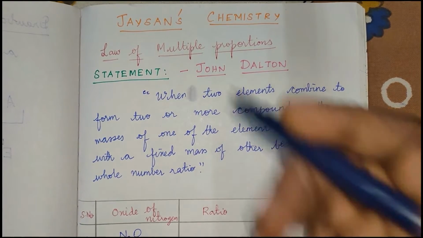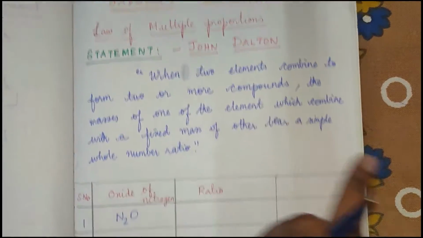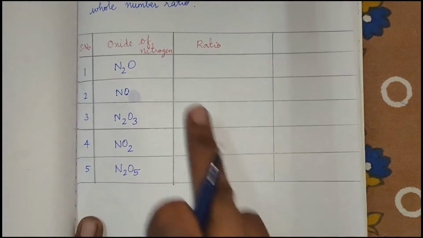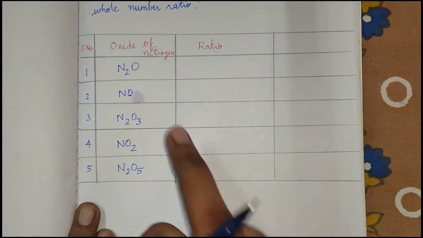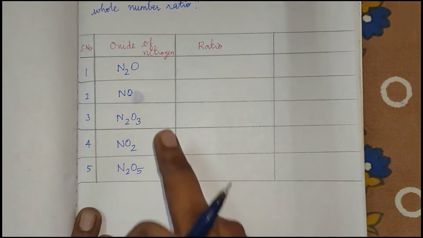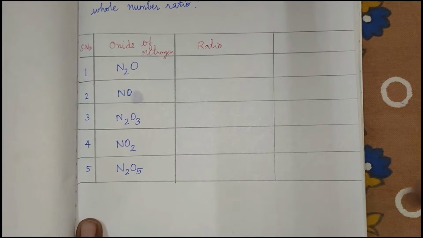Now I am going to give you an illustration for better understanding of this law. I am going to take the example of the oxides of nitrogen. The first one is nitrous oxide, then nitric oxide, nitrogen trioxide, nitrogen dioxide and nitrogen pentoxide. So nitrogen is able to form 5 types of oxides.